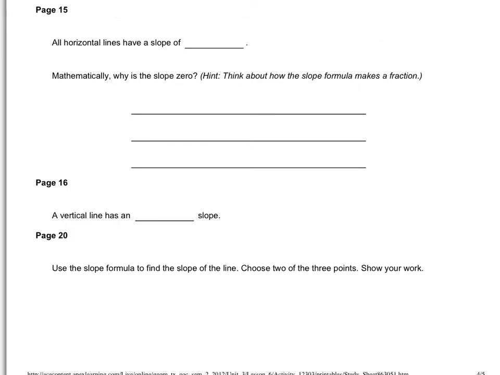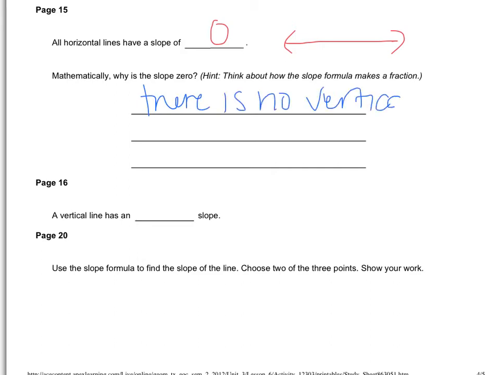If you scroll down to page 15, it says all horizontal lines, lines that go straight across, have a slope of 0. Any line that's horizontal is going to have a slope of 0. Mathematically, why is the slope 0? The reason it's 0 is because there is no vertical change. It's not going up or down at all. It's just going straight across. So that would be 0 divided by some number, which is just 0.